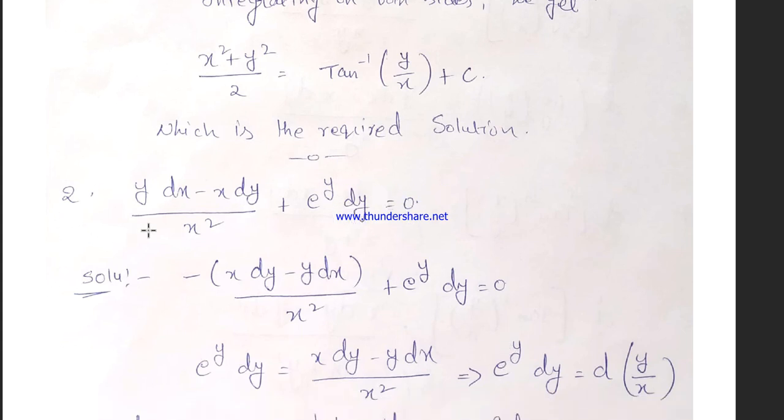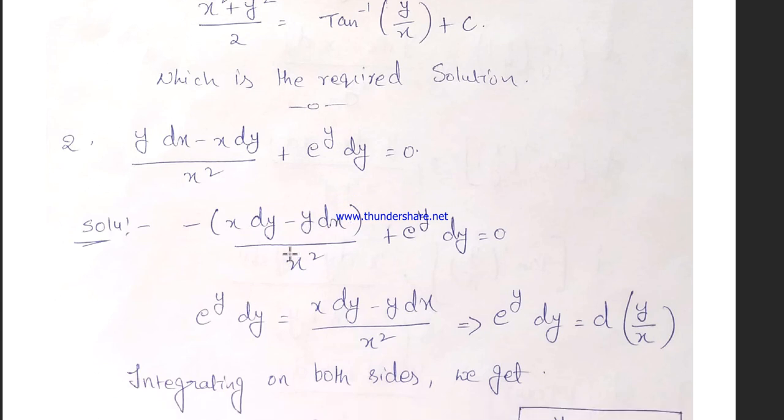The next example is (y dx minus x dy) by x square plus e power y dy equals 0. Here the term has the denominator x square, and a denominator of x square means you need to write the y by x form. So first you write x dy as the common term: minus (x dy minus y dx) by x square plus e power y into dy equals 0. There is no other formula needed for e power y, so you can integrate it directly. So don't touch that e power y.